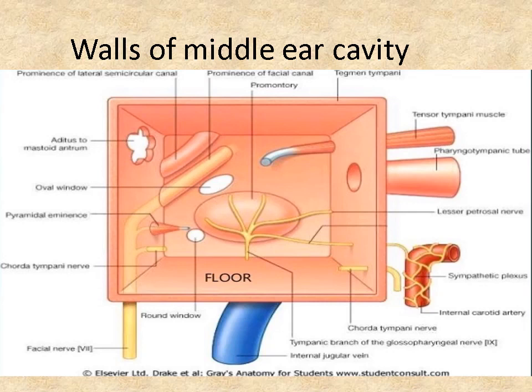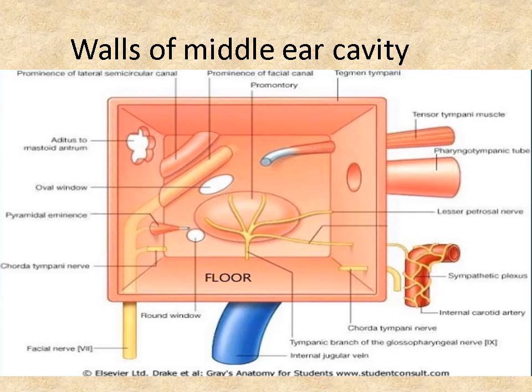We move on to the anterior wall of the middle ear cavity. The anterior wall has 3 canals: canal for tensor tympani muscle, the Eustachian tube, and the carotid canal for the internal carotid artery.